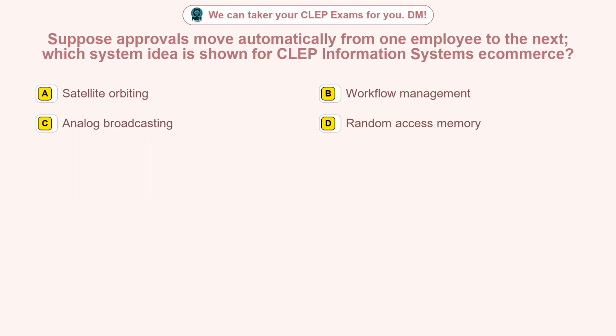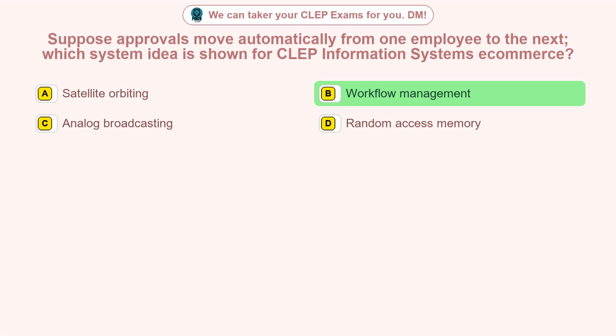Question 19. Suppose approvals move automatically from one employee to the next. Which system idea is shown for CLEP Information Systems Ecommerce? Option A. Satellite orbiting. Option B. Workflow management. Option C. Analog broadcasting. Option D. Random access memory. The correct answer is option B.